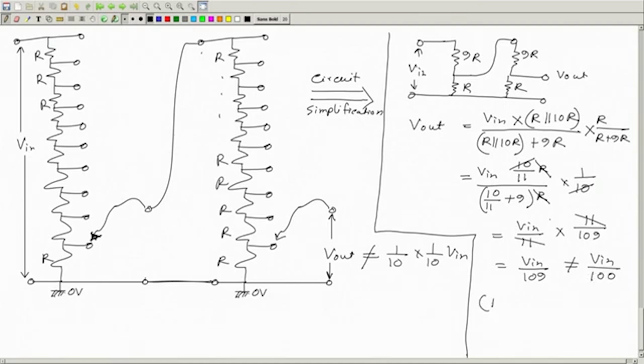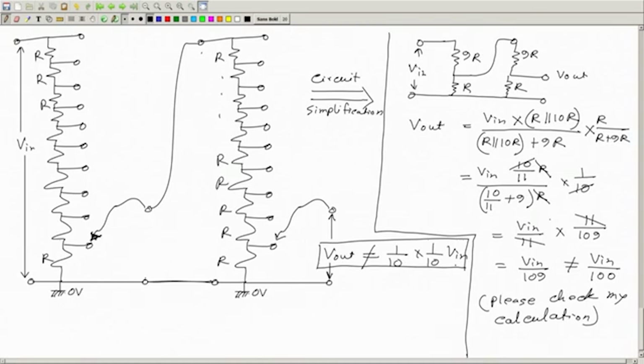Please check my calculation. If I have done any mistake, please point it out, correct it yourself, it is not difficult, but the conclusion is this: V out is not 1 over 100 equal to V in. So, this is the observation. And why is it so?